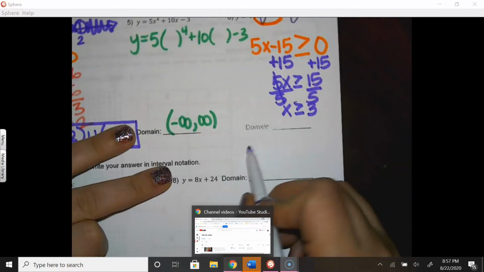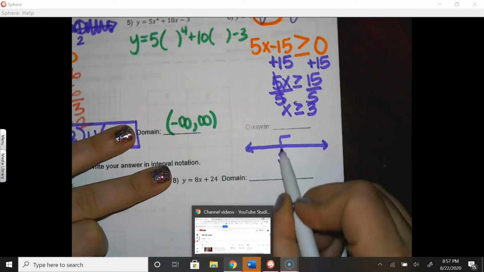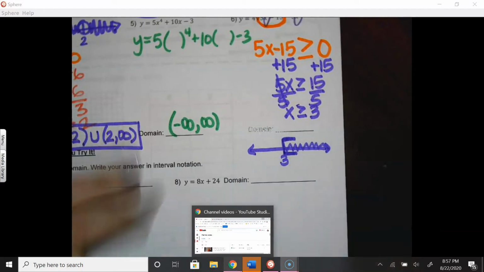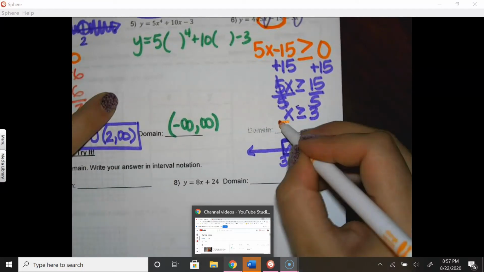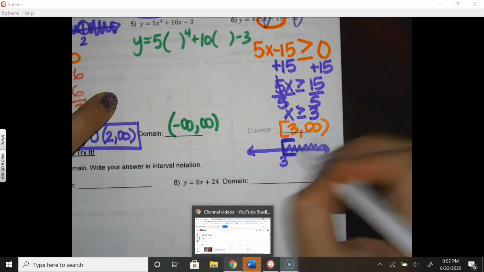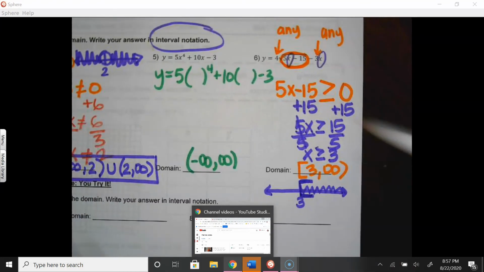So I'm going to go ahead and draw a picture to help me. x has to be a number that's greater than or equal to 3. So as an interval, it would look like this. Left to right. Any number including 3 can go in, and greater than can go in for x and won't make an error.